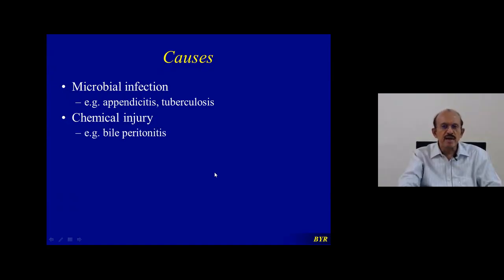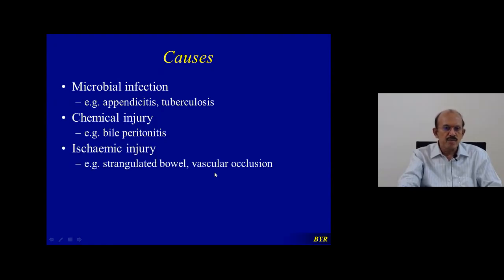due to leakage of bile producing bile peritonitis, ischemic injury, strangulated bowels or vascular occlusion causing peritonitis, and direct trauma by operative procedures. So whenever you do an operation, do retraction, and do some maneuvers in the abdominal cavity, you are causing physical injury to the peritoneum. That will produce peritonitis.